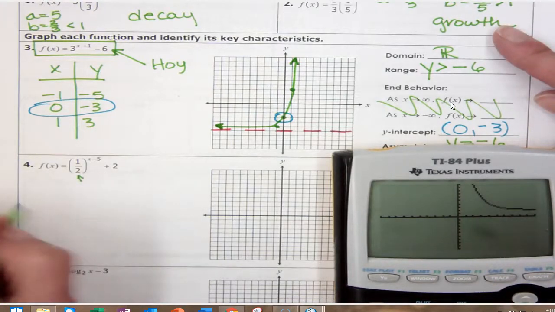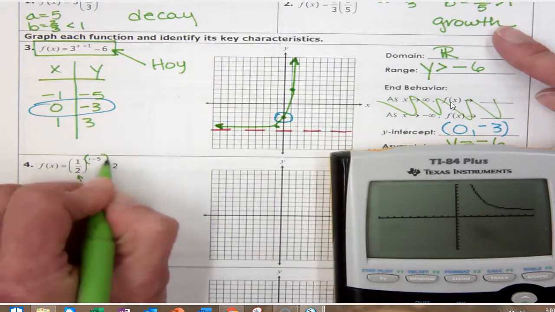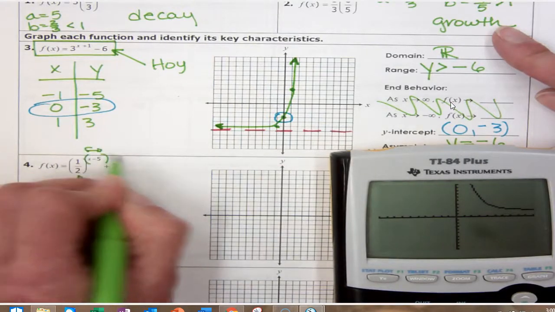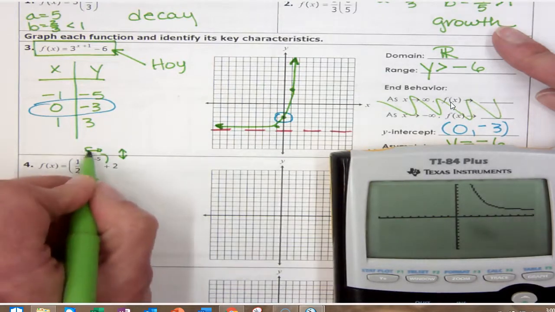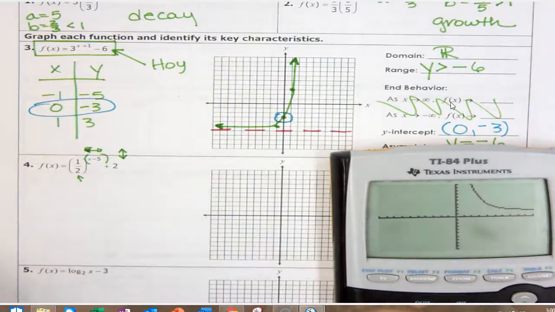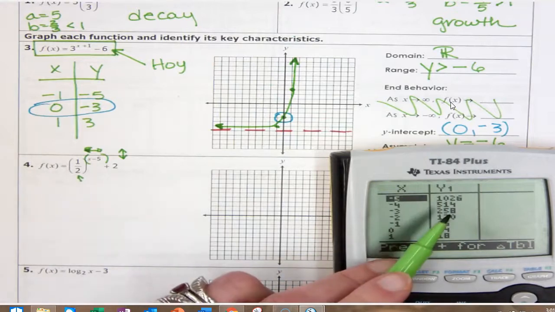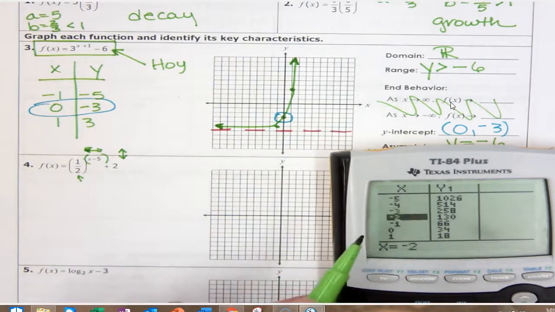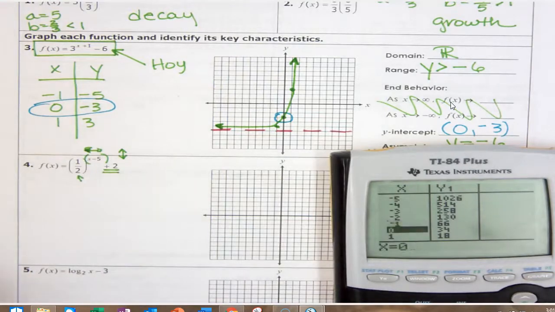Because we know that this makes it go left and right. This makes it go up and down. The parent value, the parent function. So I can go to my table. Again, these numbers are way too big. I got to find numbers, and it's always going to be around that. Whatever that number is, those are going to be graphable numbers.